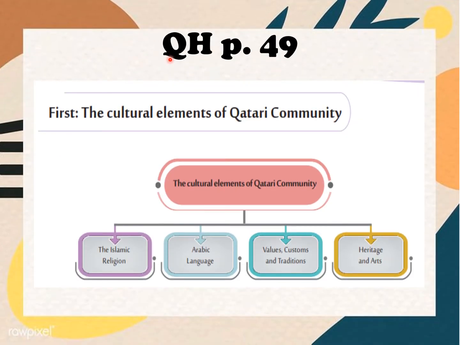Now let's proceed to Qatar History Book, page 49, and we'll discuss the cultural elements of the Qatari community. Based on the previous slides, we can now conclude that the cultural elements of the Qatari community include the Islamic religion first, second is the Arabic language, third would be values, customs, and traditions, and last would be heritage and art. So let's discuss each and every one of these cultural elements.